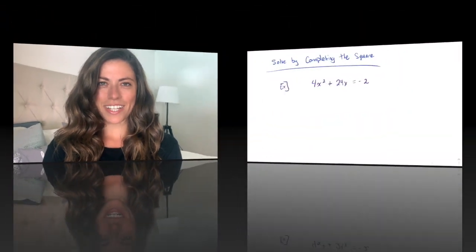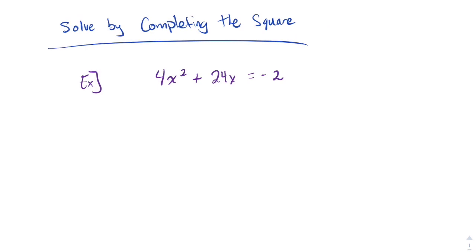So let's get started. There are many different ways to solve quadratics. Completing the square is one of them. Now, the main rule for completing the square is that you must have a 1 as the leading coefficient. Right now, we have a 4, so we need to factor that out.